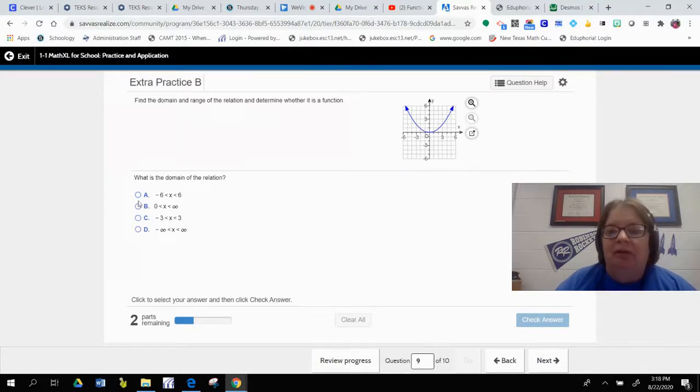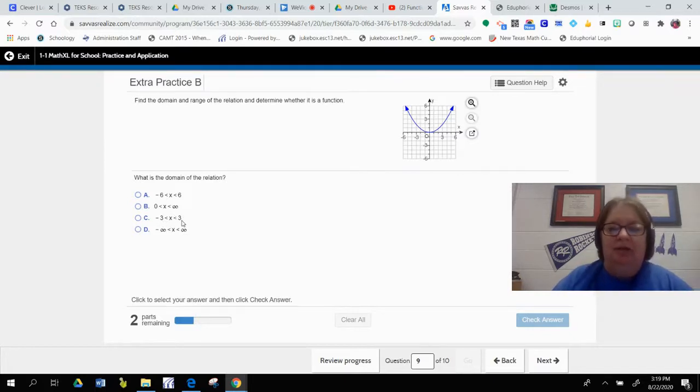So let's look at our graph. Again, we can pop it out, make it bigger. What do these arrows on the end mean? These arrows mean the graph keeps going. So do we have a stopping point to the left? We do not because of the arrow. Do we have a stopping point to the right? We do not because of the arrow.